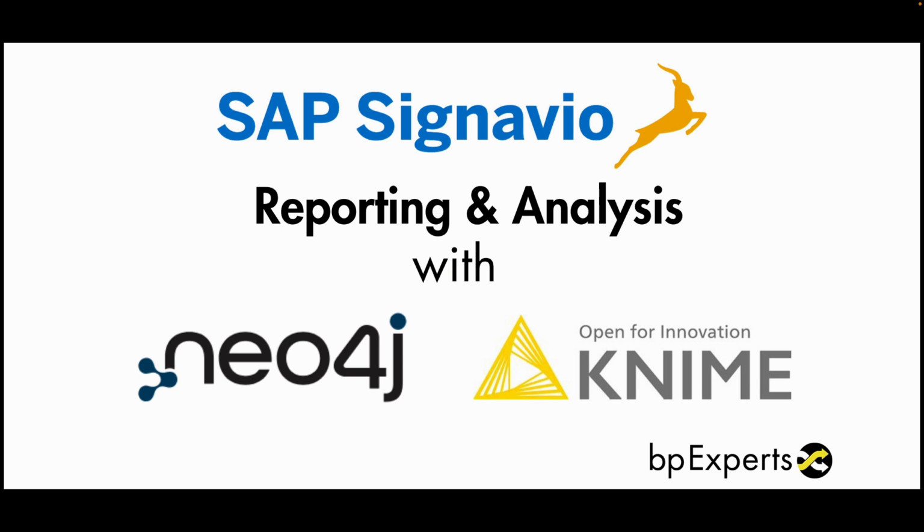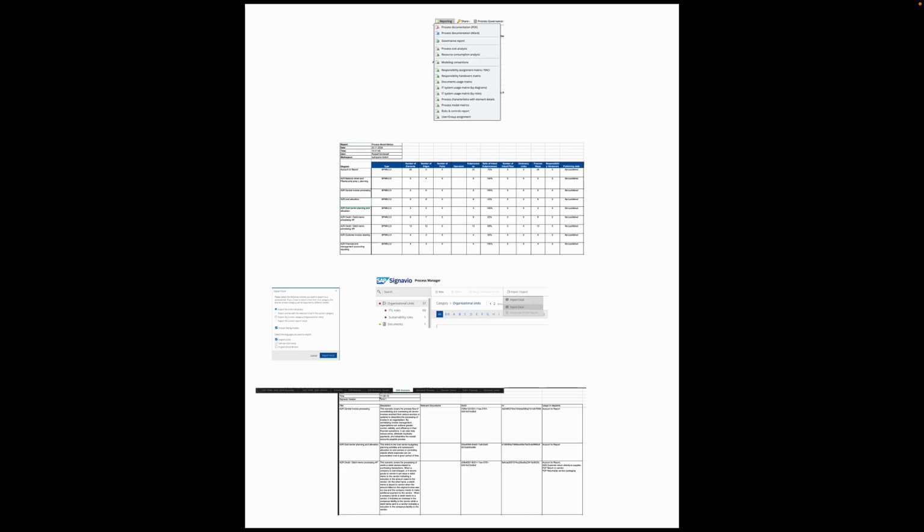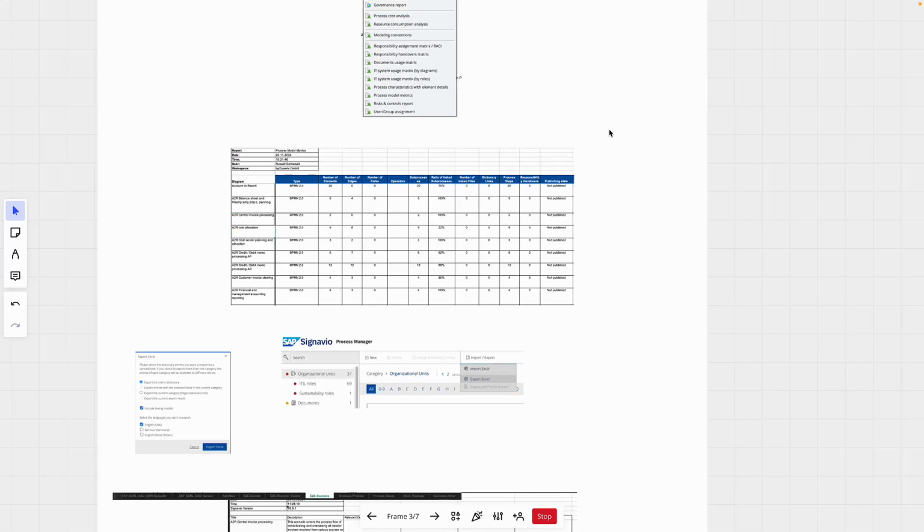These are both open source tools, and in the course of this video I want to show you the standard built-in reporting capabilities, then jump over to the actual solution, how you can connect Neo4j and KNIME up to SAP Signavio to enhance the reporting capabilities, and what actually are the out-of-the-box capabilities of these tools to get more sophisticated reports, and show this in some practical examples in the tool. So first point is, let's just dig into the SAP Signavio.